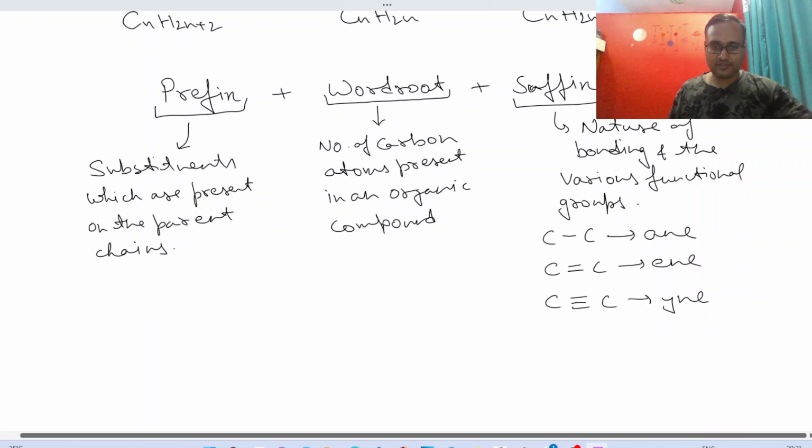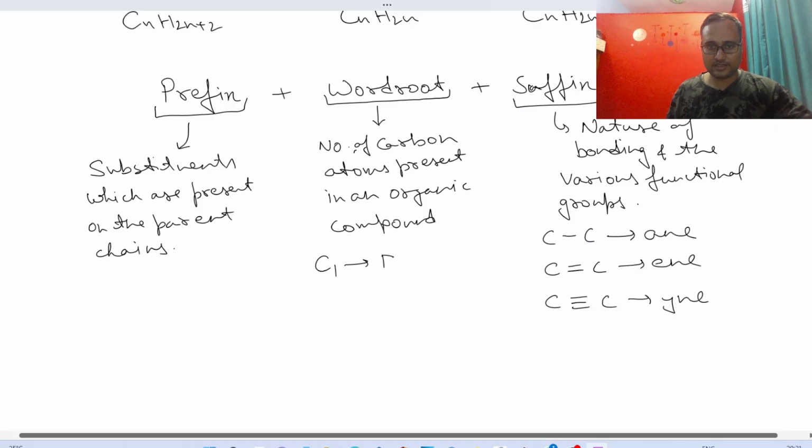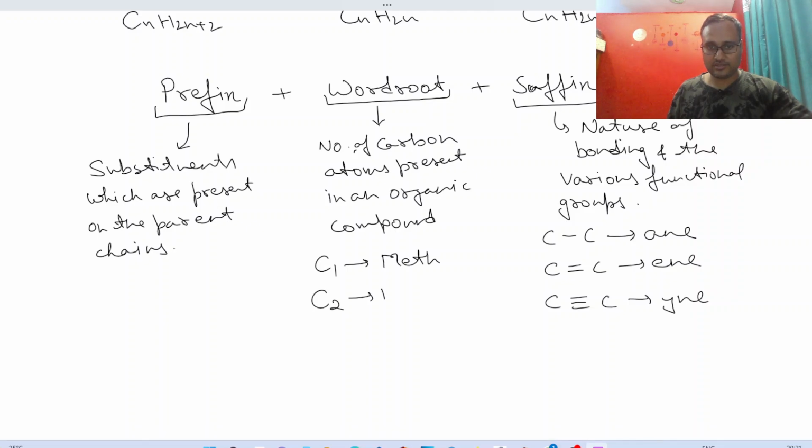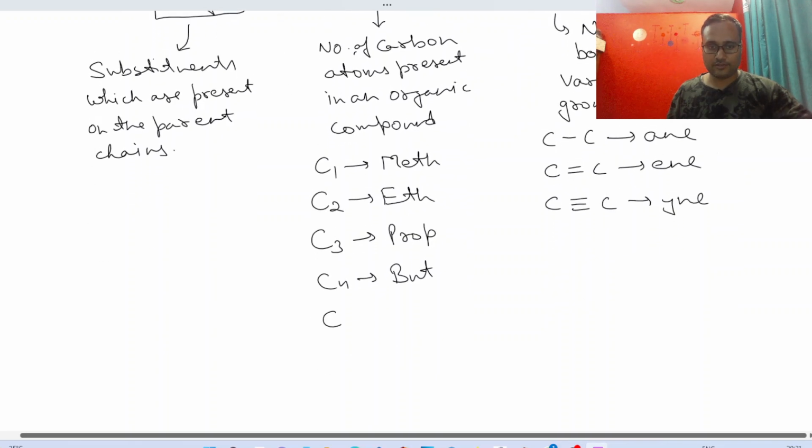Now if we have the number of carbon atoms as 1, that is C1, we have to write meth. If we have 2 carbon atoms in the parent chain, we write eth. If we have 3 carbon atoms, we write prop. If we have 4 carbon atoms, we write but. If we have 5 carbon atoms, we write pent. For 6, we write hex.